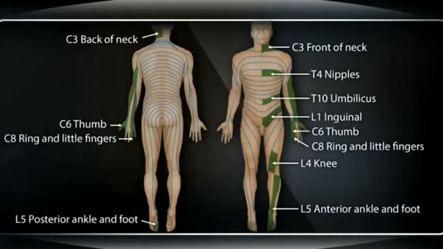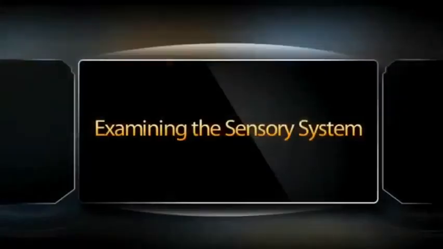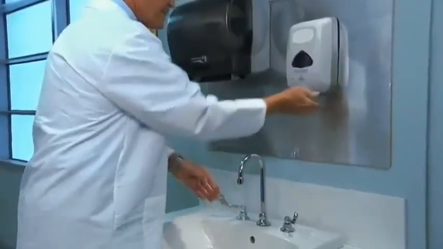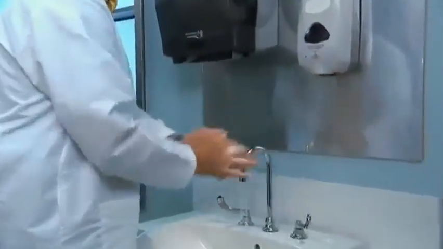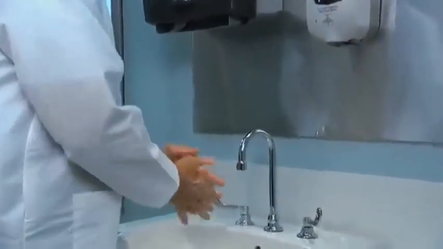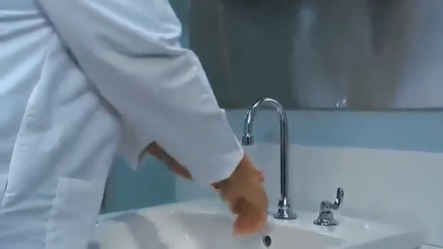It is helpful to familiarize yourself first with the dermatome shaded in green. For example, T4 at the nipple line, T10 at the umbilicus, and L5 at the anterior ankle and foot. With the patient's health history in mind, and after good hand hygiene, you are ready for the physical examination.